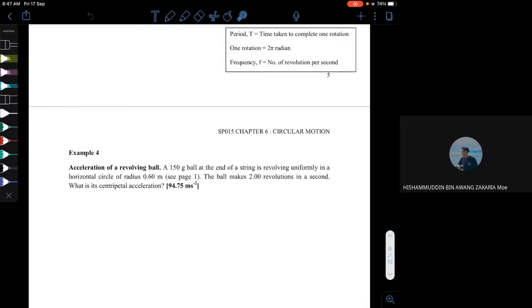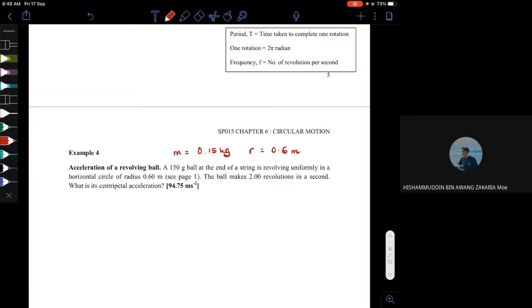Okay, so dia cakap kita ada string, kat hujung tu ada bola and then dia pusing uniformly. So make sense dia cakap uniformly sebab speed dia constant. In a horizontal circle, so dekat paksi X. Dia kasih kita nilai mass 150 gram but I'm going to convert it to kg, so 0.15 kg. At the end of a string revolving of radius 0.6 meter. Lepas tu dia cakap the ball makes 2 revolution in a second.